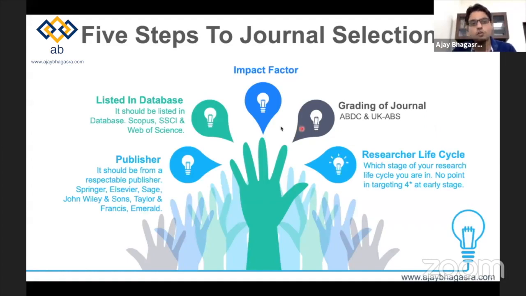Start from point number one only. Start publishing only in those journals which are published by these publishers. When you are okay with them, then you go to the database thing. When you are okay with them, then you go to impact factor journals. When you are done with impact factor journals, try to go to the grading journals. And then in grading also, you try to improve your level as far as your publication grading is concerned.